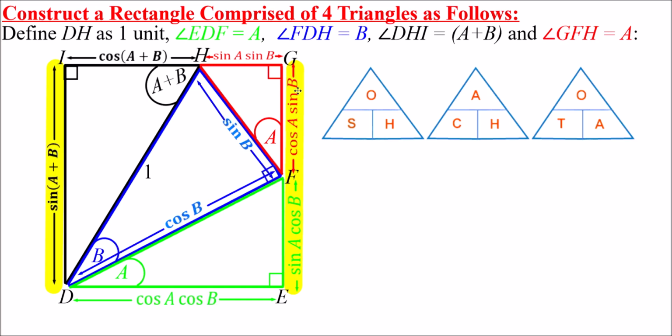And that gives us our first key result. So just equating the left and right sides, sin(A+B) is sin A cos B plus cos A sin B. So as an equation, there we have it.